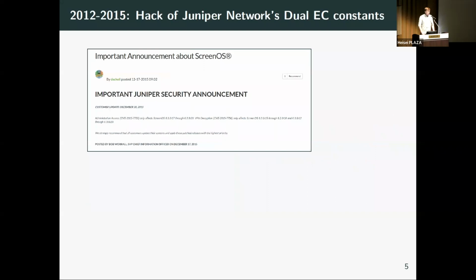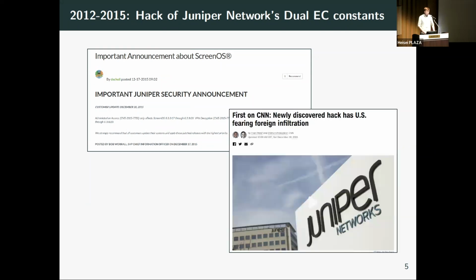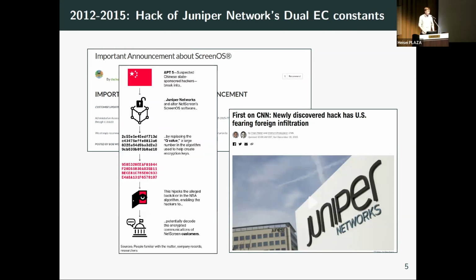Now, in 2012, Juniper Networks was hacked, and their values of P and Q for Dual-EC were replaced with different values. This replacement would allow the adversary to passively decrypt the VPN communication going through these Juniper Networks devices. This stayed in place for 3 years until it was finally patched. We say this as a way of motivating that even the potential for a backdoor can have catastrophic security implications.